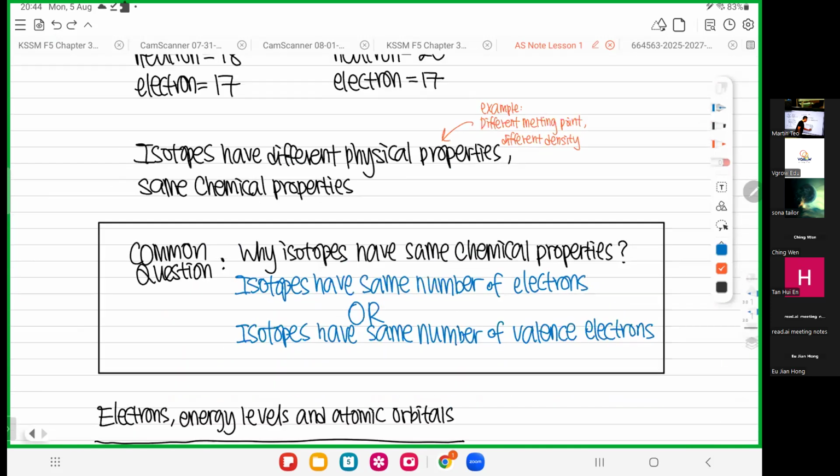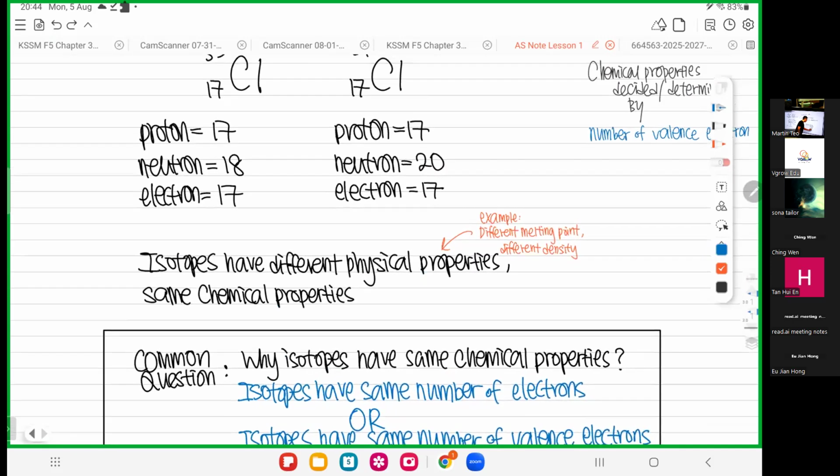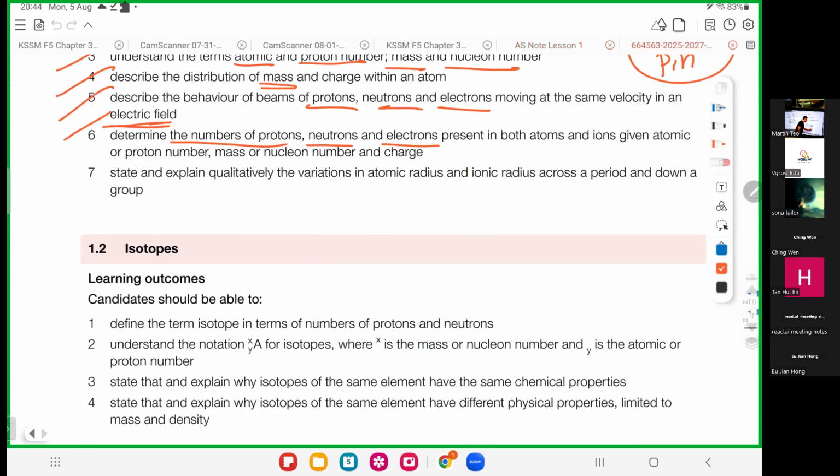Yeah, finish. Okay, everyone, let me know in the chat box, are you okay with the entire concept of isotope so far? Are you guys okay with the entire concept of isotope so far?